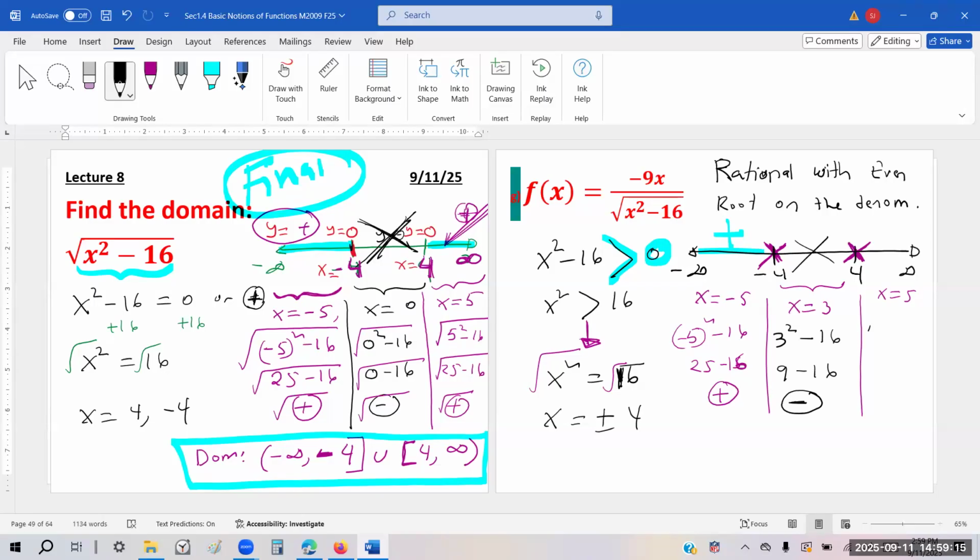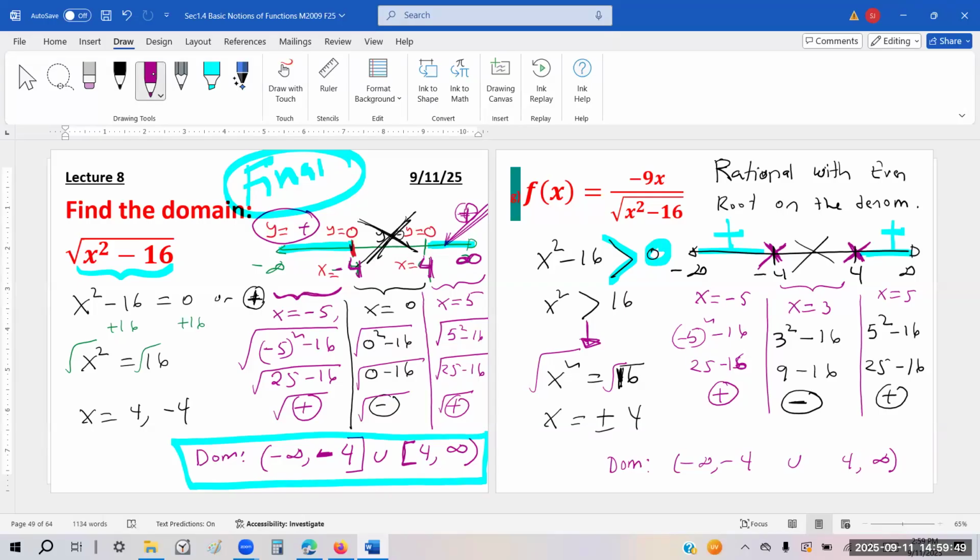Now the last one. We have 5 squared minus 16. That gives us 25 minus 16. Do you get positive or negative? Positive. So we can use this interval because that gives us positive. So this is actually same as this one, but not exactly same. So domain is negative infinity to negative 4 union 4 to infinity.